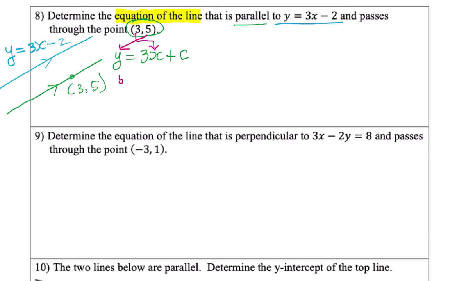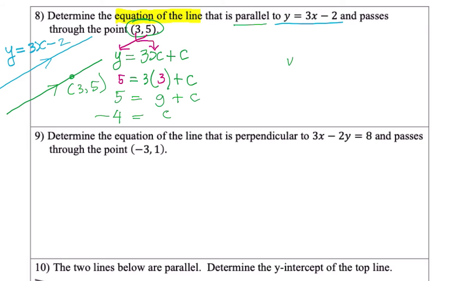So this will be 5 and x will be 3. And I will complete the text there. So 3 times 3 plus c. And we just have to work it out further. So now we have 5 equals 3 times 3 is 9 plus c. So subtracting 9 both sides will give you c is negative 4. And that makes sense. 9 plus negative 4 is positive 5.